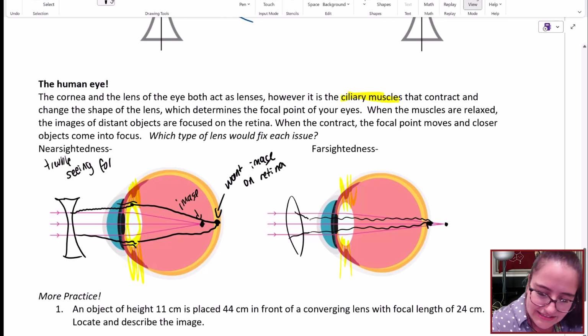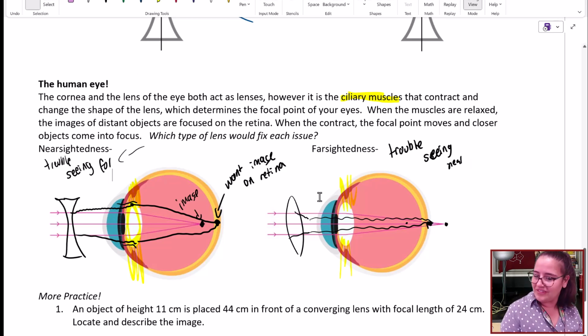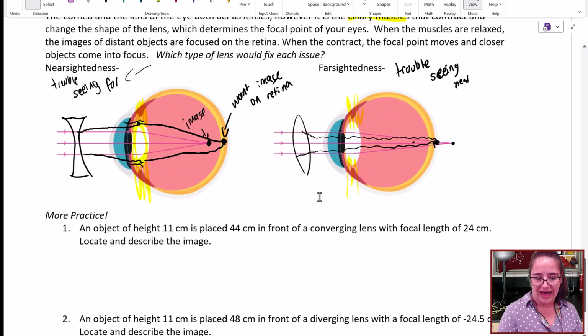And farsightedness is when you have trouble seeing near. So your muscles have trouble contracting enough to bring that focal point to the forefront. Or nearsighted, your muscles tend to contract too much and bring that image too close. Okay, let's go ahead and do some problems using the math.